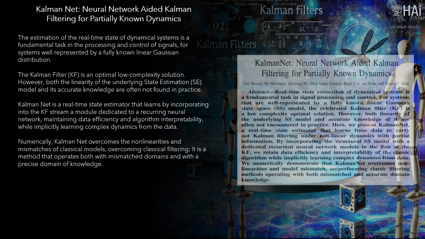KalmanNet is a real-time state estimator that learns by incorporating into the KF stream a module dedicated to a recurrent neural network, maintaining data efficiency and algorithm interpretability, while implicitly learning complex dynamics from the data. Numerically, KalmanNet overcomes the nonlinearities and mismatches of classical models, overcoming classical filtering. It is a method that operates both with mismatched domains and with a precise domain of knowledge.